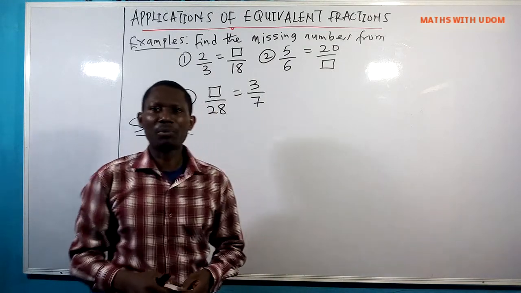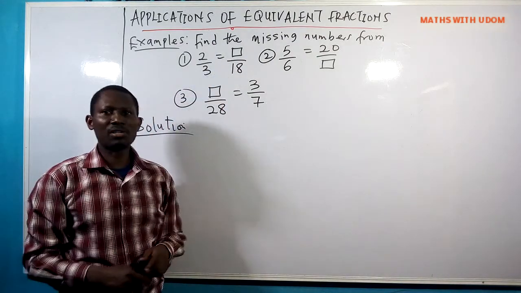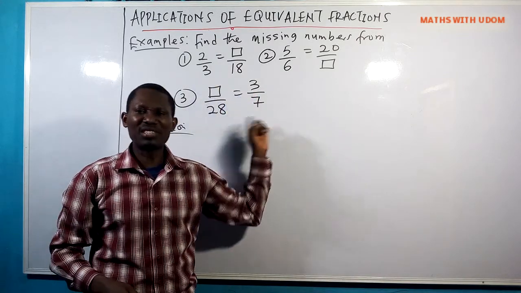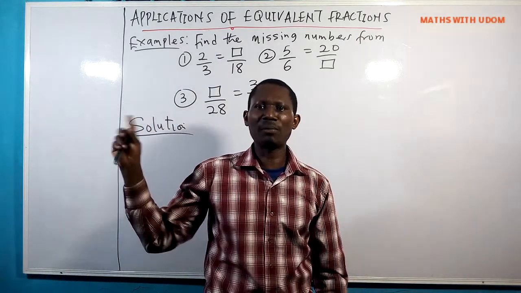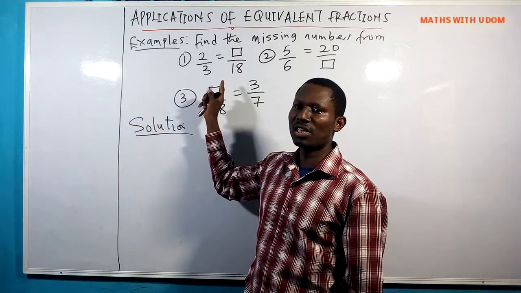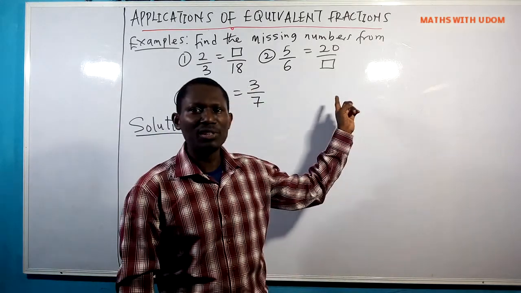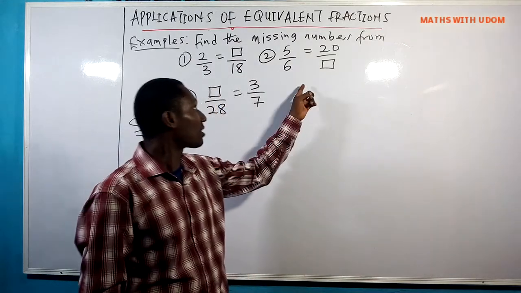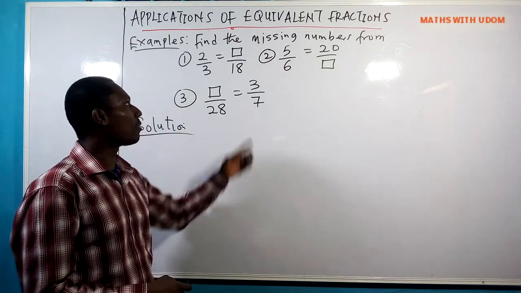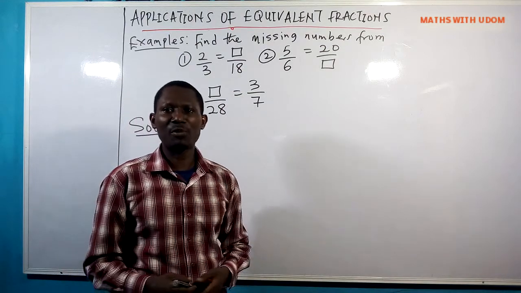Solution. Now, what do you notice from these examples? We notice that we have some boxes in each of the examples. Those boxes represent numbers. We are going to represent the boxes with a particular alphabet, and then solve to find the value inside that box. So we are going to solve them one by one to know what the boxes stand for.